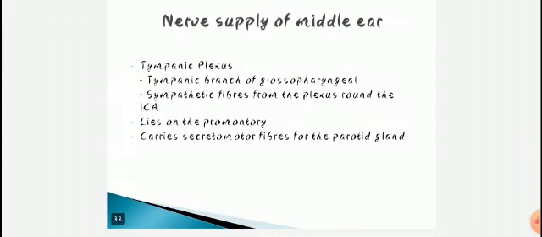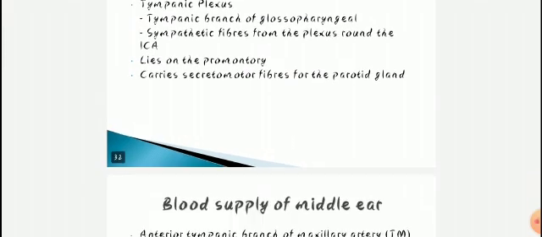Now let us learn about the nerve supply of the middle ear. Mainly it is from the tympanic plexus, and the plexus is made of the tympanic branch of the glossopharyngeal nerve and sympathetic fibers from the plexus around the internal carotid artery. It lies on the promontory and carries secretomotor fibers for the parotid gland.